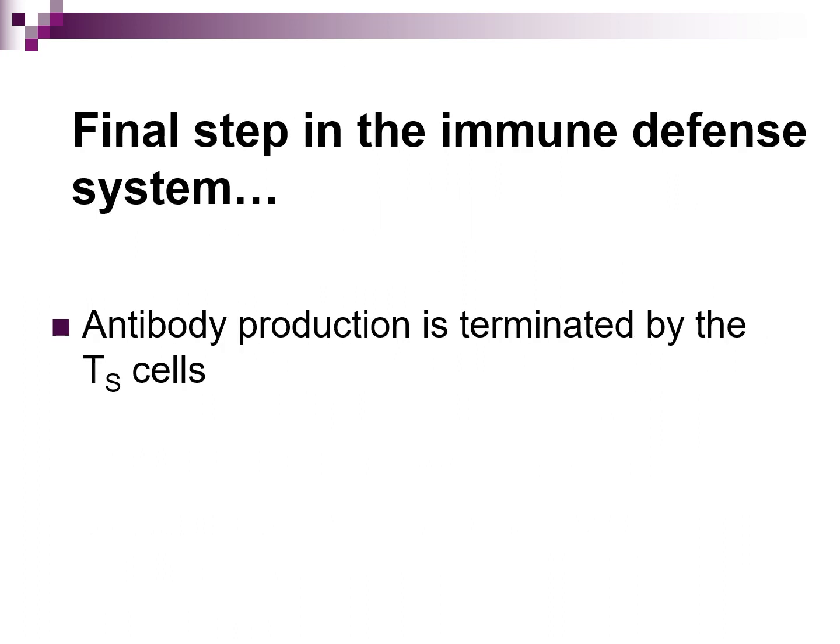The final step in the production of antibody is step 4, and that's the termination of antibody production. Antibody production is terminated by the T suppressor cells, also known as the T regulator cells. Those actually downregulate the production of antibody.